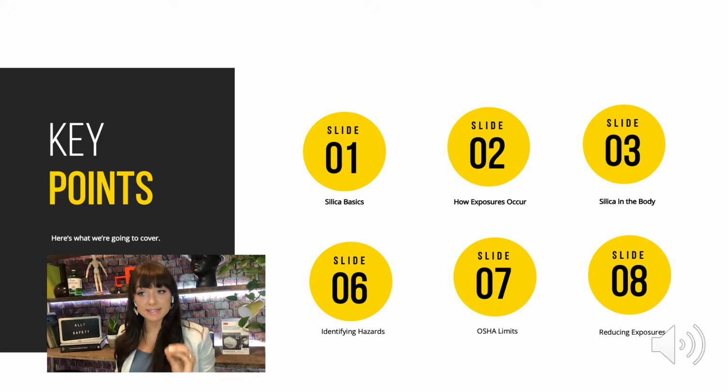Okay, so here are the 6 key points that we're going to cover today. Silica basics: what it is, where you'll find it, why we worry about it, how exposures occur, so pretty basic stuff there. Silica in the body: this is where it gets pretty cool because we talk about once you inhale it, what it actually does and why it may be harmful to your health. Then next, identifying hazards so we know where we may be at risk of exposure. Then we'll go over the OSHA limits, making them easy to understand and taking some of the guesswork out of it. And then next is reducing exposures.